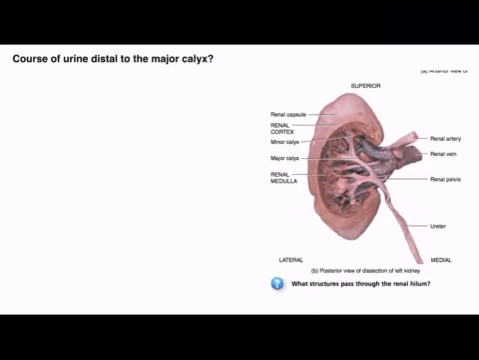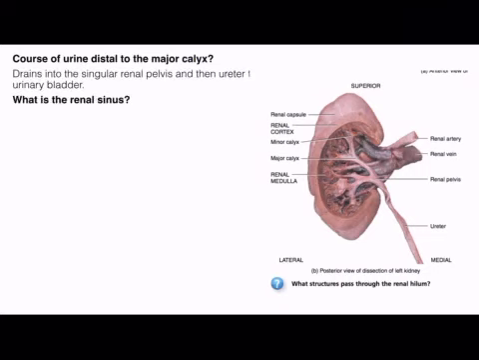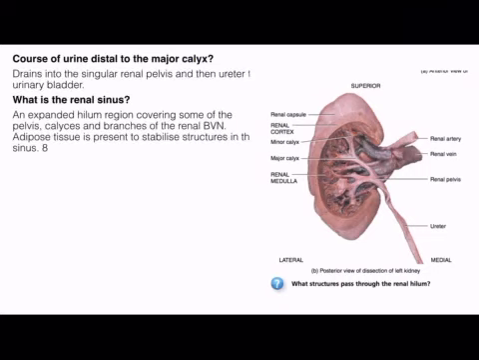Course of urine distal to the major calyx. Again, I'm not really going to go there. It goes into the renal pelvis, ureter, where that first ureteric constriction is between the pelvis, the ureteropelvic constriction. Renal sinus is that expanded hilum. There's adipose tissue, there's lymphatics, all that.